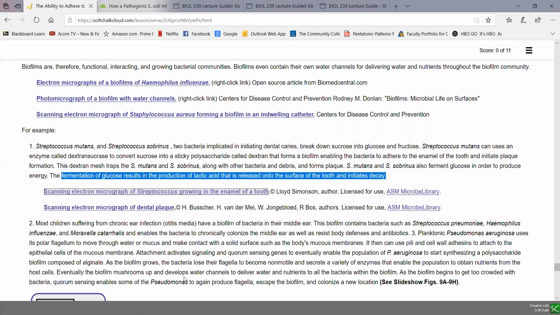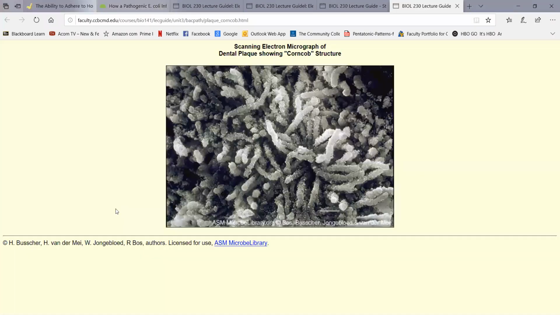And then as more and more bacteria replicate and they start producing the dextran glycocalyx that forms the biofilm, and as other bacteria get trapped in that, you get the formation of the full-blown dental plaque as we see in this electron micrograph. So here we see plaque on the surface of the tooth with all the trapped bacteria on it.